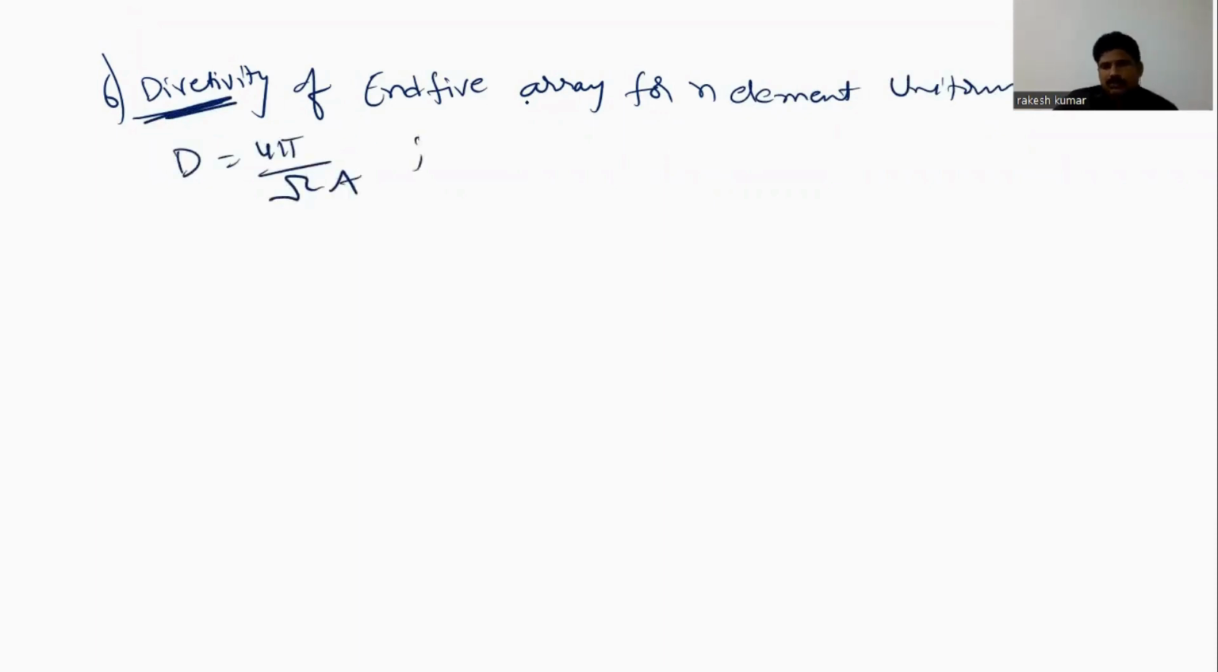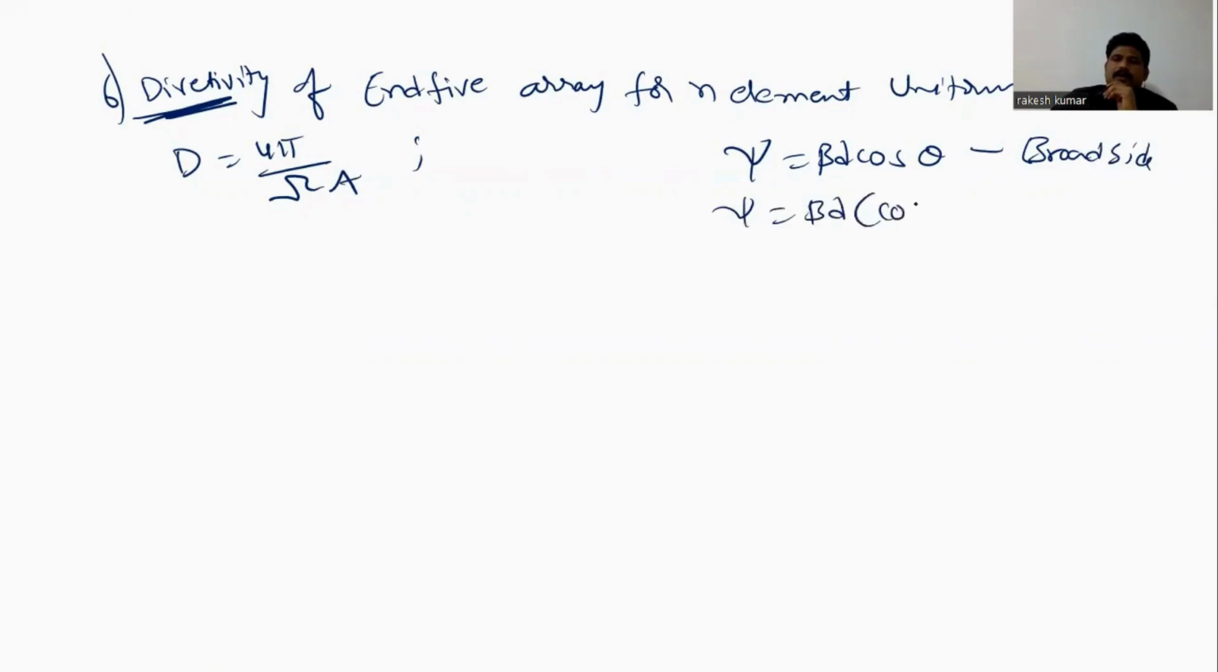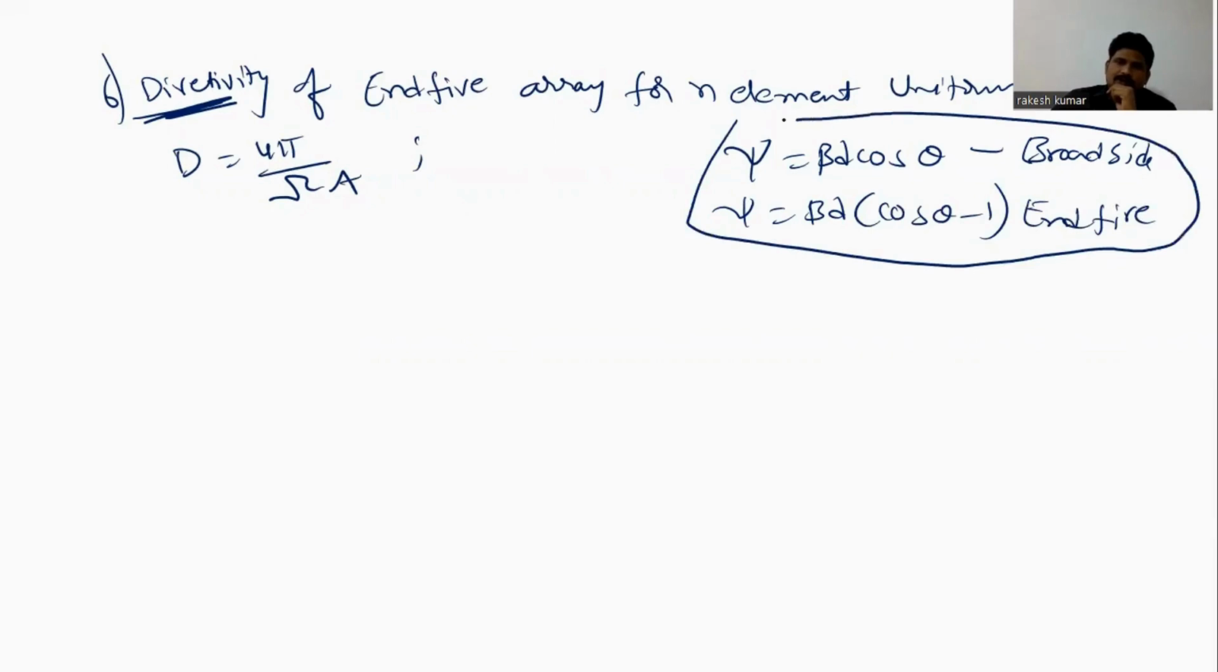Whatever procedure we followed in the broadside array, the same procedure we follow here, but the only change is that in the broadside array, psi is equal to beta d cos theta. This is for the broadside array. Here the value of psi is equal to beta d (cos theta minus 1). This is for the end-fire array. This is the only change you need to remember while deriving the directivity for the broadside array and the end-fire array.